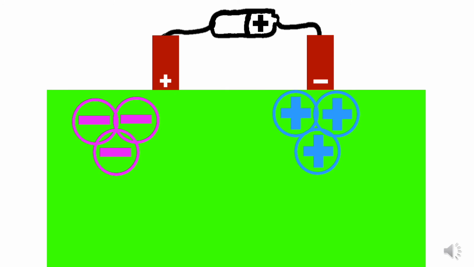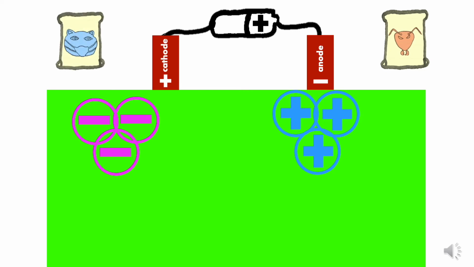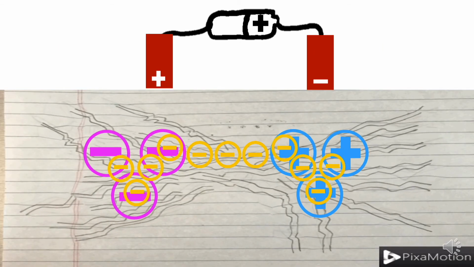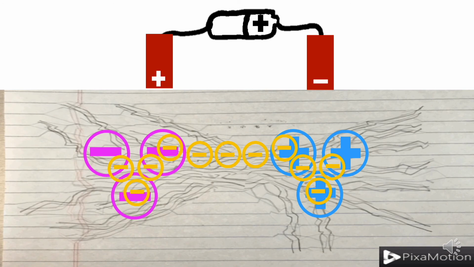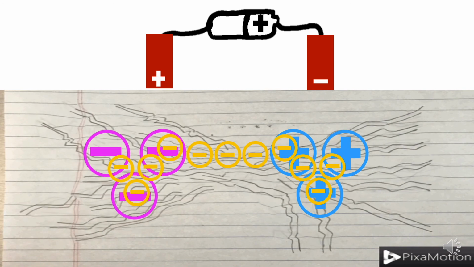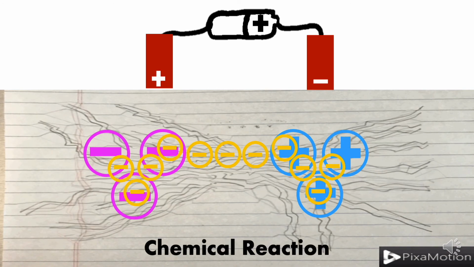The negative electrode is called the anode. It attracts anions. The positive electrode is called the cathode. It attracts cations. When the electrons meet the ions, then an electron change happens. This is called a chemical reaction.